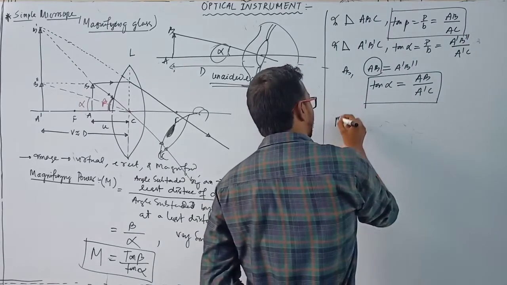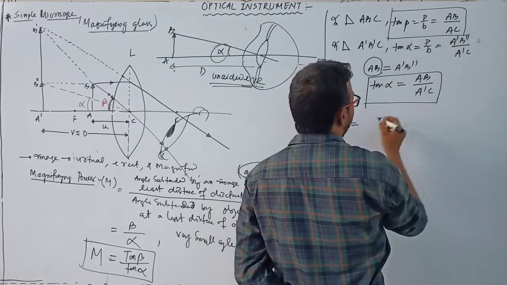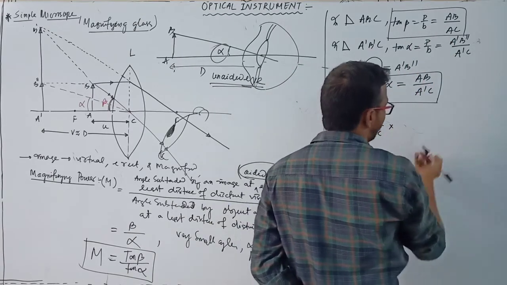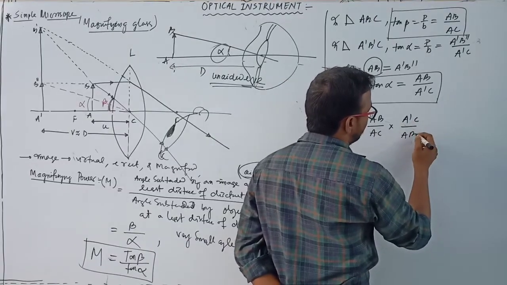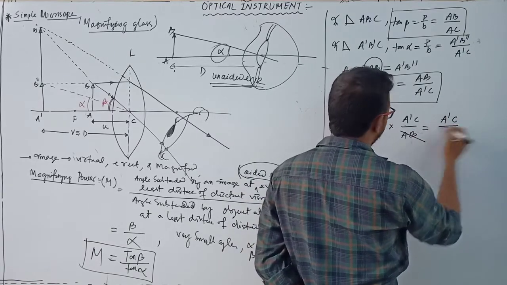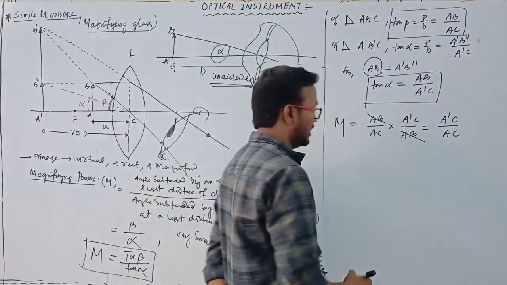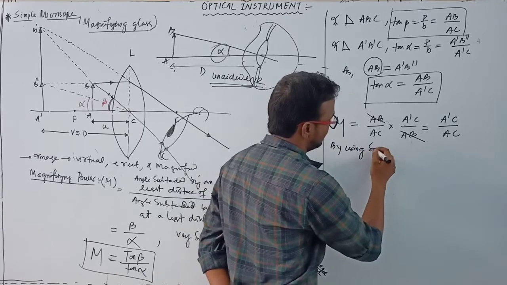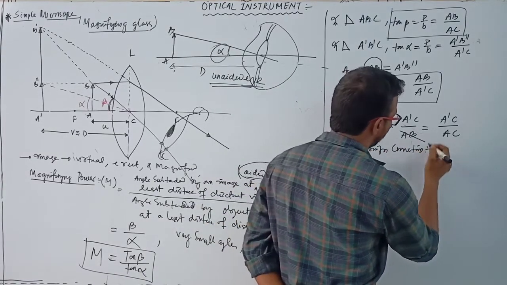Now magnification can be written as m equal to tan beta, which is AB by AC, divided by tan alpha, so this term will be reversed, A dash C divided by AB, and AB cancels. The remaining part is A dash C divided by AC. This is the magnification. By using sign convention, sign convention is important.